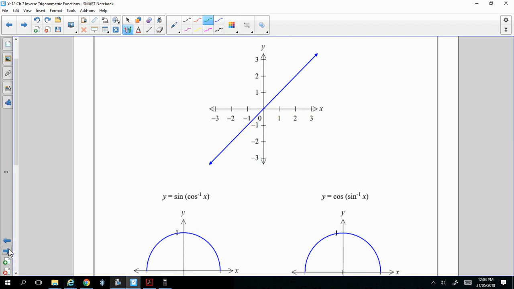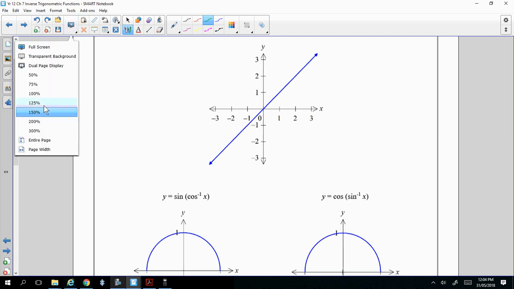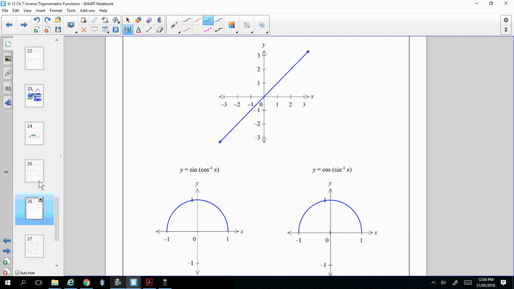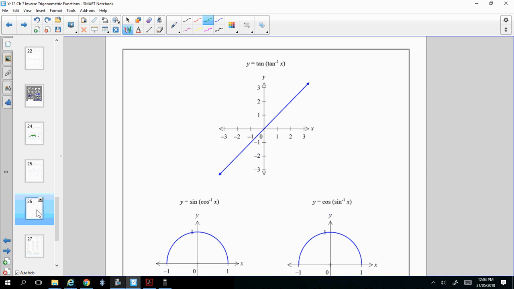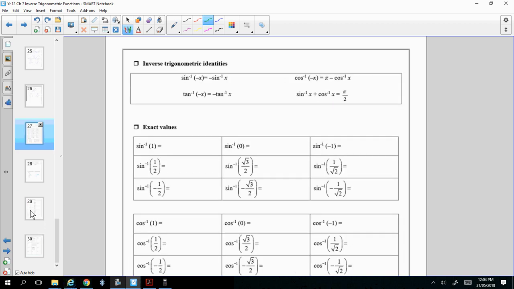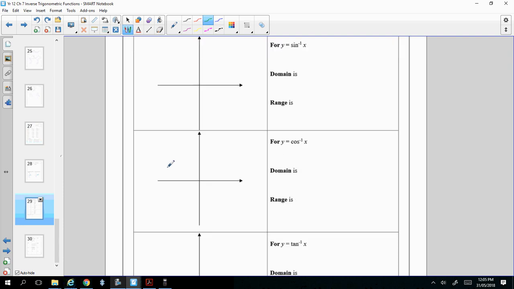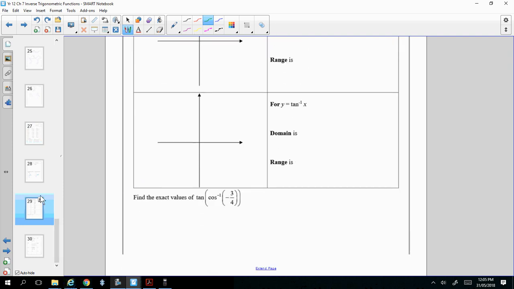Did I lose it? Okay. I must have lost the page. It should be a graph after this, right? It should be a graph after this. I lost the page. It got moved, so let's move it back here. That's right now, that's page 27.